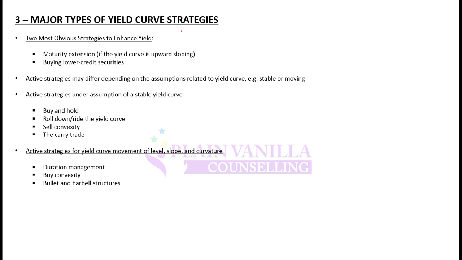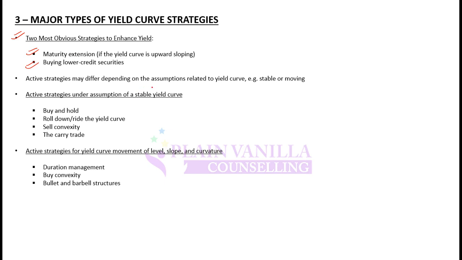Major types of yield curve strategies. There are two most obvious strategies to enhance yield: maturity extension and buying lower credit securities. What is maturity extension? If you are buying bonds with higher maturity, they may give you higher yield, so your yield will be enhanced. If you are buying lower credit quality bonds, like for example high yield bonds or junk bonds, or non-investment grade bonds, they would give you a higher yield.